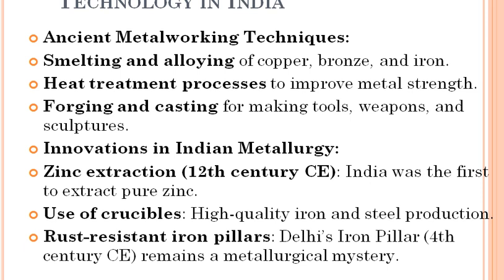The ancient metalworking techniques followed were smelting and alloying of copper, bronze, and iron, heat treatment processes to improve metal strength, and forging and casting for making tools, weapons, and sculptures.